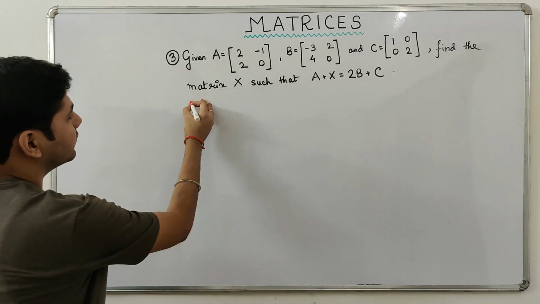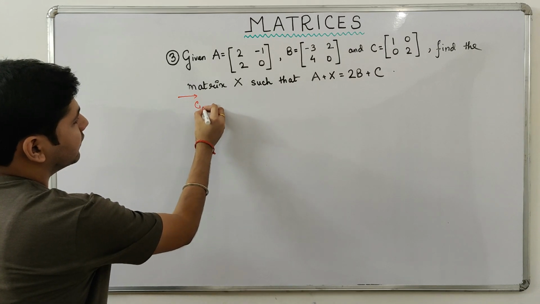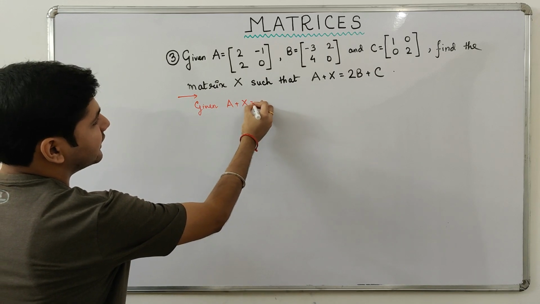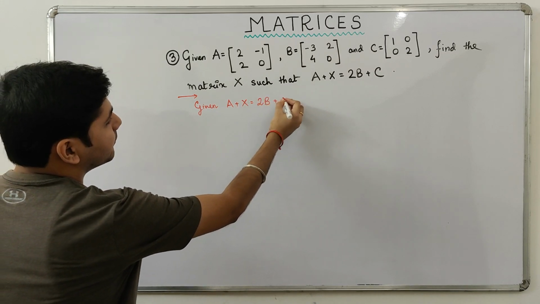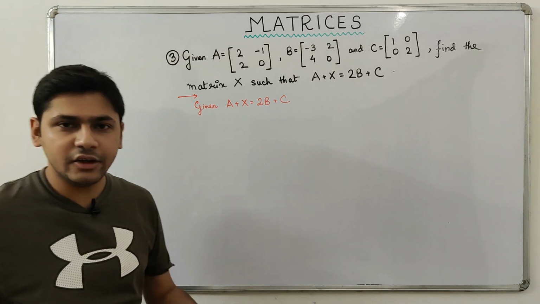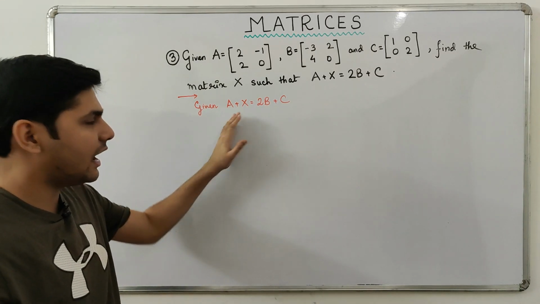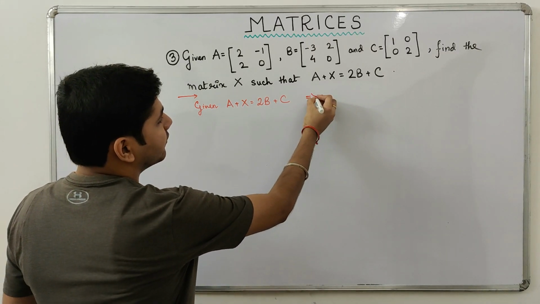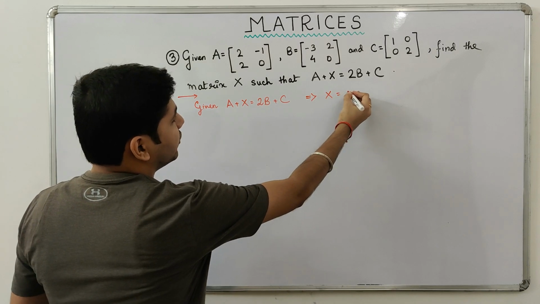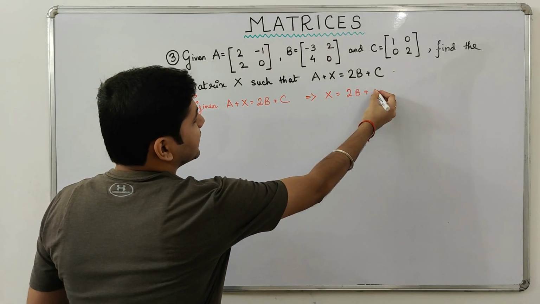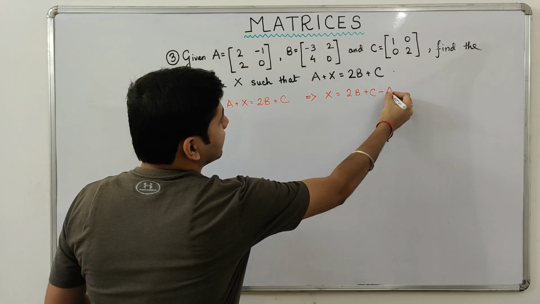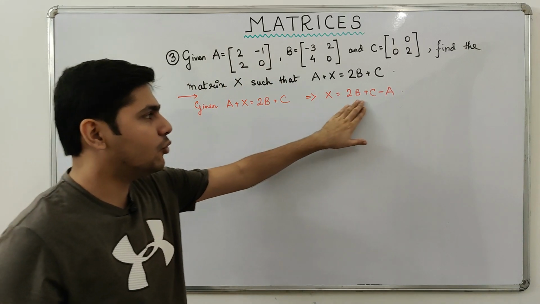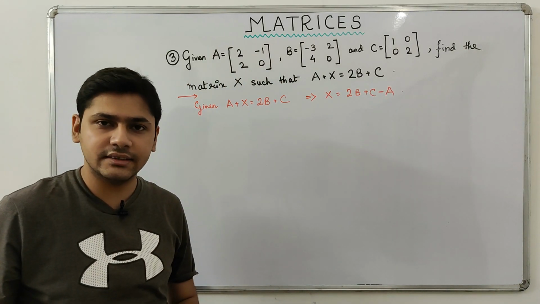So we have given a plus x is equal to 2b plus c. Now what did I tell you? We will keep x on one side and all the other elements on the other side. So what do we get? We will get x is equal to 2b plus c minus a. Now using the three matrices a, b and c, we can put it over here and we will get the value of matrix X. Simple.